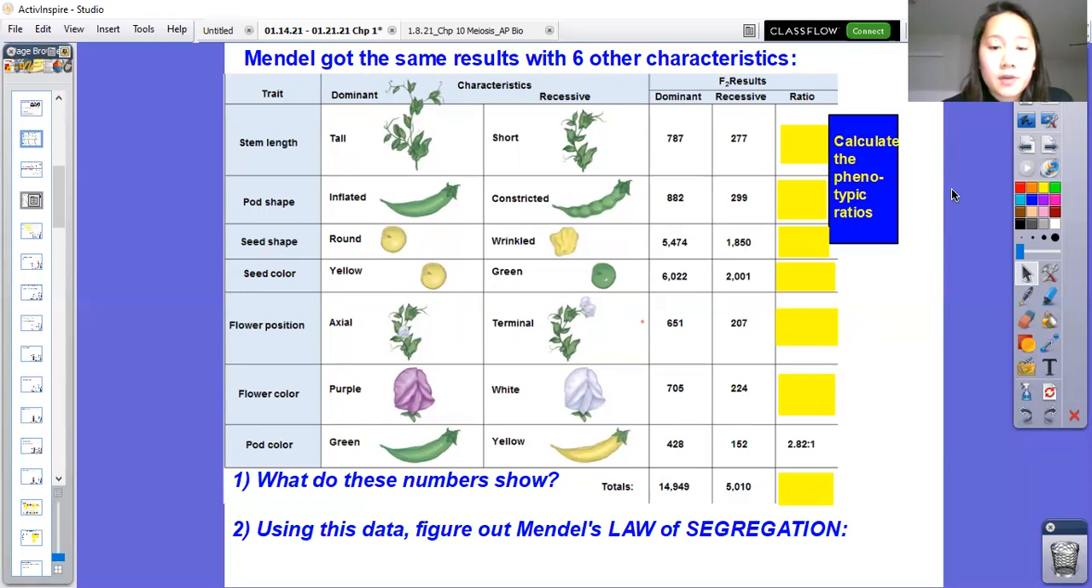Number 2, using this data, figure out Mendel's law of segregation. So you can talk about what happens to alleles when meiosis is occurring. Do they stay together or do they separate? Are there rules to how they stay together or separate? Or is it random? So you tell me. If you're really, really struggling, you can Google it if you need to and give me a personally worded version of what you find.